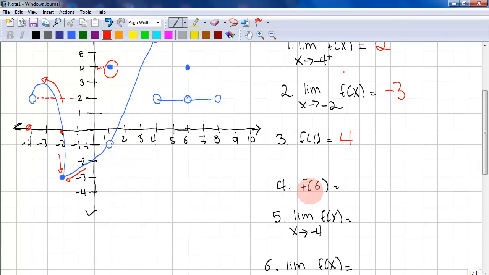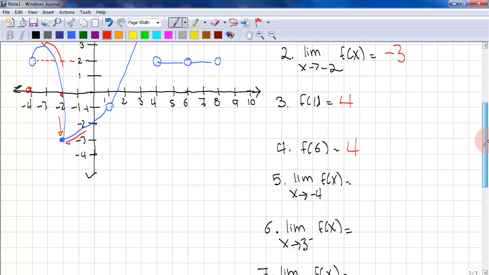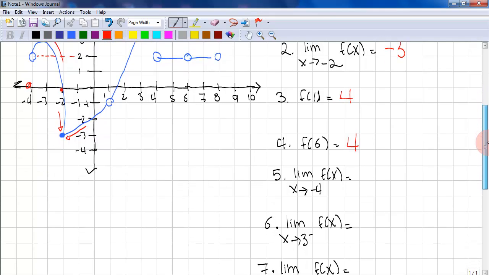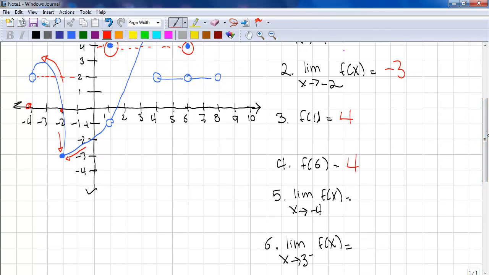So now we're looking at number 4. What would be f(6)? So we look over here, it definitely cannot be the hole that's not filled in. So it has to be a definite point, and we look right above and it's right here. So again, it will match up to 4. There we go.